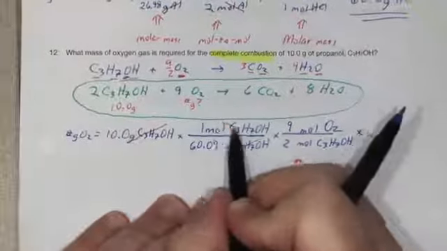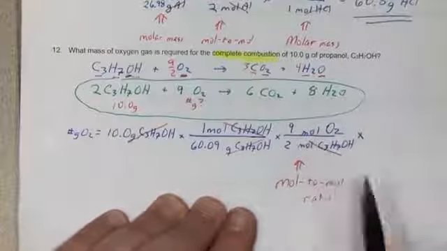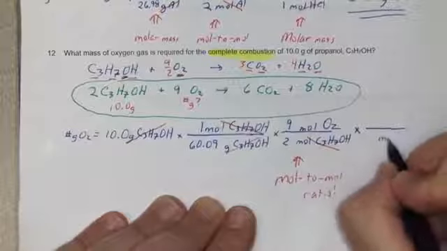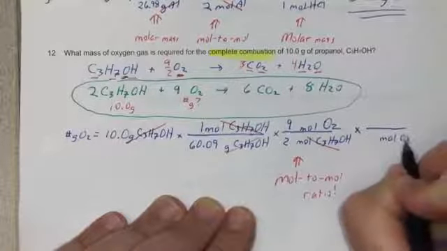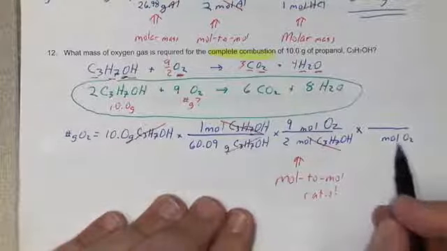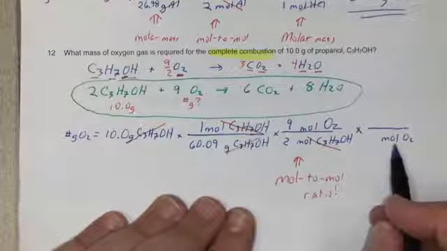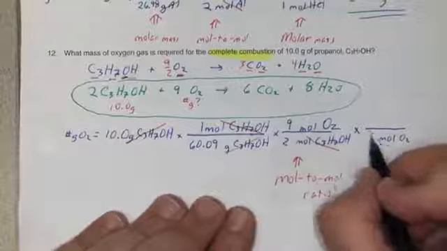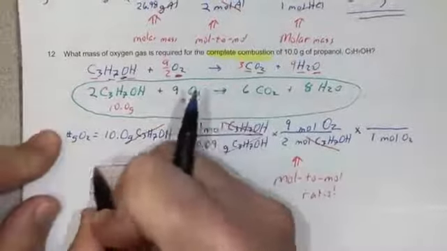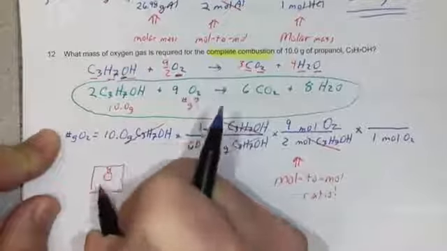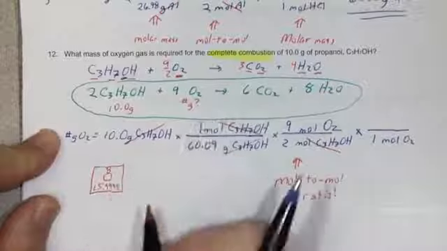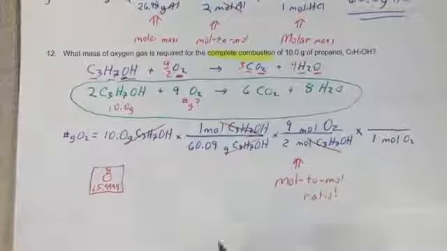You can see that the moles of propanol canceled. Now I have the moles of O2. So I'm going to say times, draw a line, and put moles of O2 in the denominator. So I know the number of moles, I need to know the mass. How do I go from moles to grams? You go from moles to grams using the molar mass. Now here's where you have to be careful, because on the periodic table, we have that oxygen, which is element 8, has a mass, it says 15.9994.